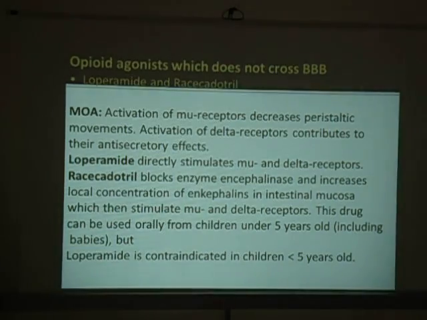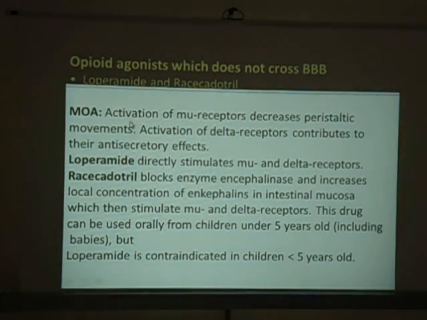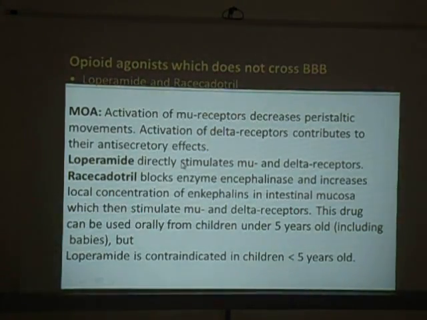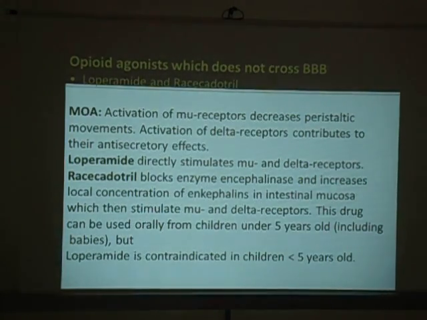Coming to the next drug, the drugs which cannot cross this blood-brain barrier, but still have some of the opioid effects. Okay, these drugs can be utilized for their effects in cases of diarrhea. So activation of mu receptors decreases the peristaltic movement. Activation of the delta receptors contributes to the anti-secretory effect. You might know there is prolonged activation of cyclic AMP in some types of diarrheas, maybe in cases of cholera also. So this anti-secretory effect is there by activation of these delta receptors.